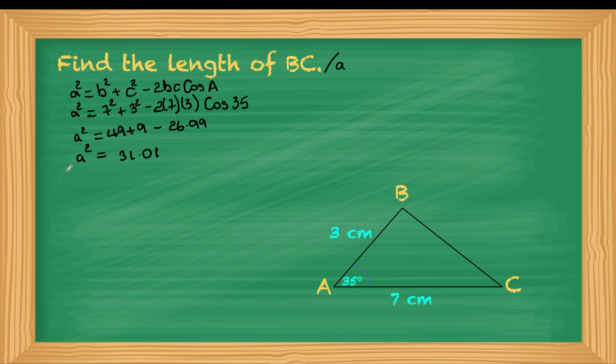Now I want to know, how would I get rid of the squared? Very good. So we'll have to find the square root. So what I'll do, whatever I do to one side, I will do to the other side. So if I find the square root of over here, I have to do the same thing over here. So now I'm left with a. Now the square root of 31.01 would give me 5.6. So therefore a is 5.6 centimeters.